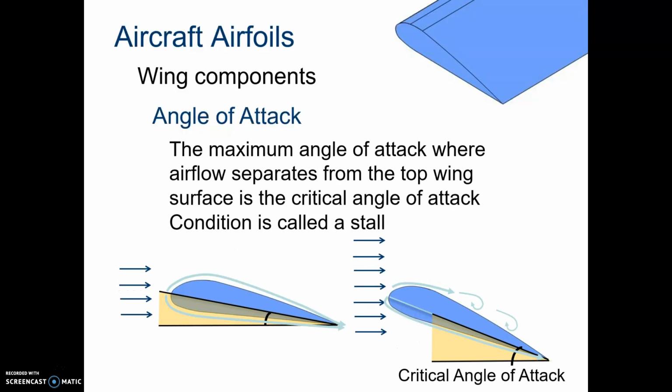And then the maximum angle of attack, where airflow separates from the top wing surface, is a critical angle of attack. The condition is called a stall. See on the left picture, what we want to see, nice airflow over and under our airfoil. As we increase the angle of attack, though, notice we talk about the Coanda effect. We don't want the air to separate from the top of the airfoil. In this picture here, it has separated, and so that's what we get stall from, because at that point, you are not creating as much lift as you need. If you go any higher, you could create no lift and then really fall out of the sky.